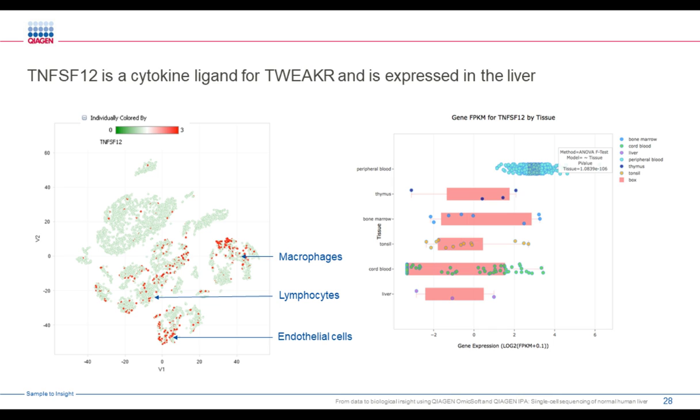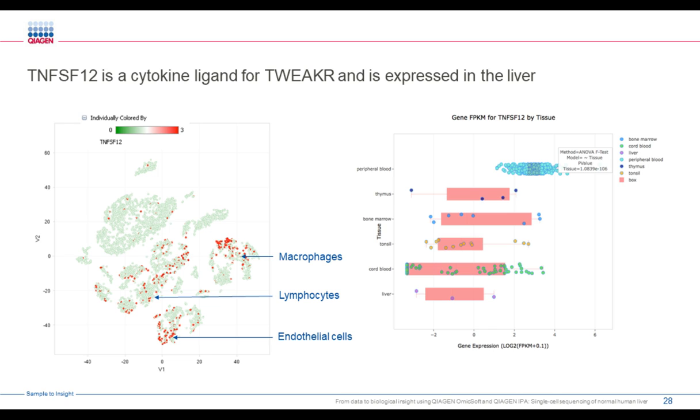Here, this is the cells, tissue, disease state, and the V1, V2 coordinates. Because of that, I'm able to now visualize the expression of one particular gene in that t-SNE. And this is the case here. I selected TNFSF12, which is a cytokine ligand for TWEAK-R. And that is expressed in the liver, as you can see. But specifically, it's expressed in the lymphocytes, apparently, in some endothelial cells, and some macrophages. In the group of hepatocytes, the expression is a little bit weaker.